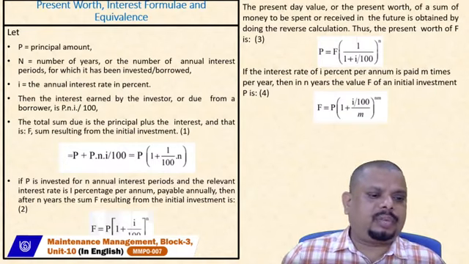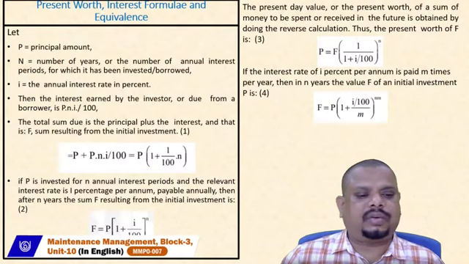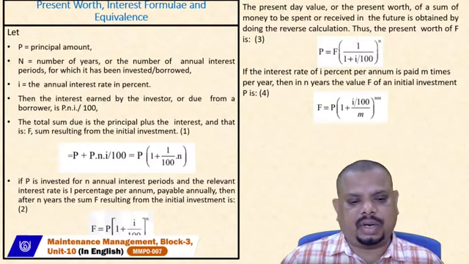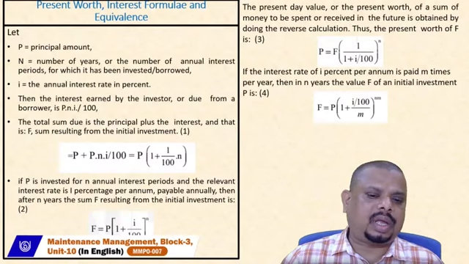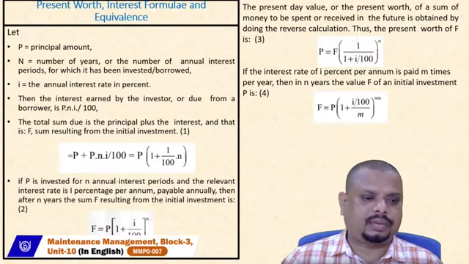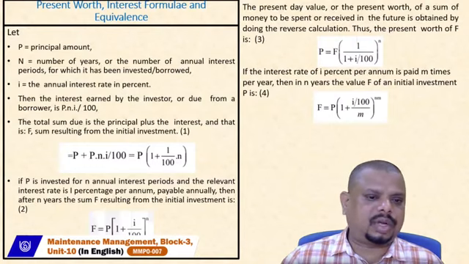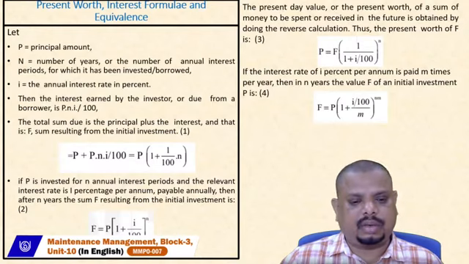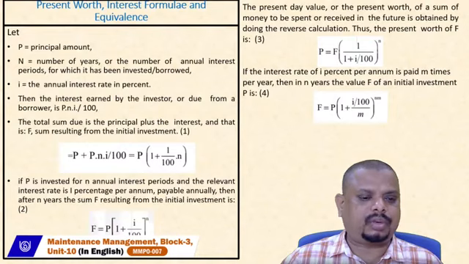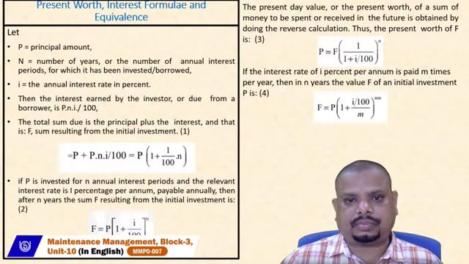The next one is if the principal amount is invested for an annual interest period and the relevant interest rate is, say, I% per annum. The payable amount after n years, the sum F, that is the principal plus the interest resulting from the initial investment, is expressed by the mathematical formulation F equals P into (1 plus I divided by 100) to the power n.